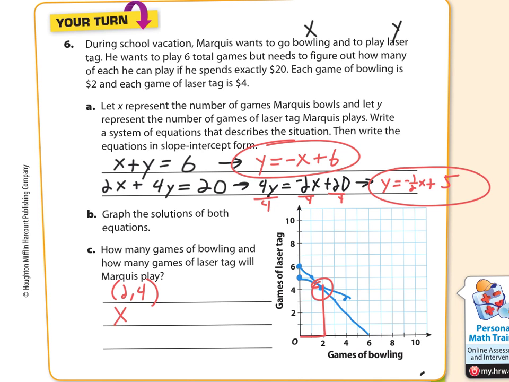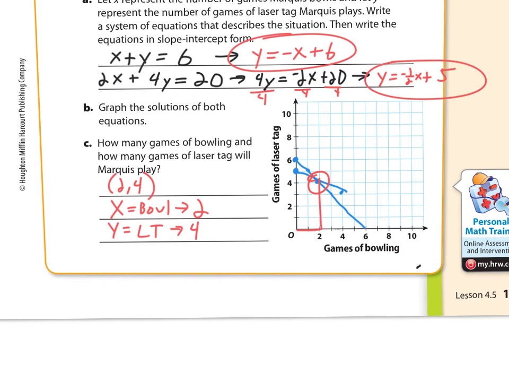So bowling, 2 times. I misspelled bowl. Coach, I misspell everything. Bowling is 2, and laser tag is going to be 4. Now those are harder than probably anything you're going to see on a STAR test, but it is good to be able to set those up.